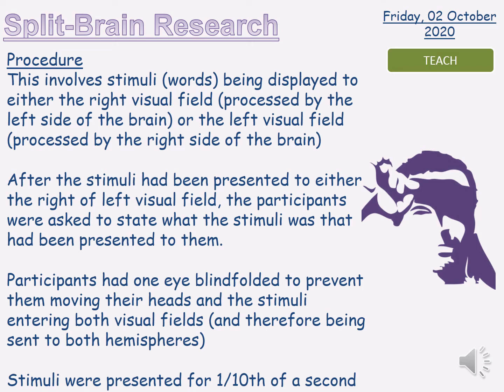After the stimuli had been presented, the participants were asked to state what the stimuli was and what had been presented to them. Participants would have one eye blindfolded to prevent them moving their heads and the stimuli entering both visual fields, therefore being sent to both hemispheres. So it's controlled by making sure they only went into one visual field. The other thing is, the stimuli were presented for 0.1 seconds, so 1/10 of a second. This was so that the participants would not be able to move their head and try to anticipate what was going on.